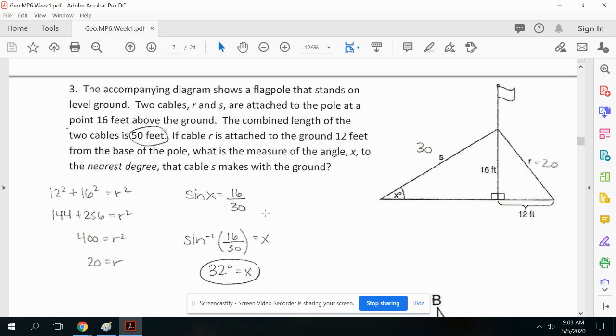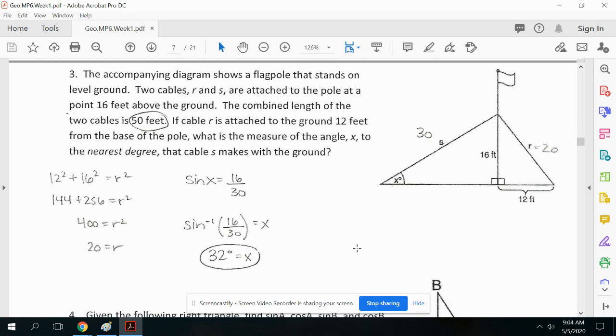So I can go to my trig inverse function on my calculator. So it should look like this. And what you tell the calculator is the ratio of the sides, and the answer will be the angle. So in this case, it ends up being 32 degrees.